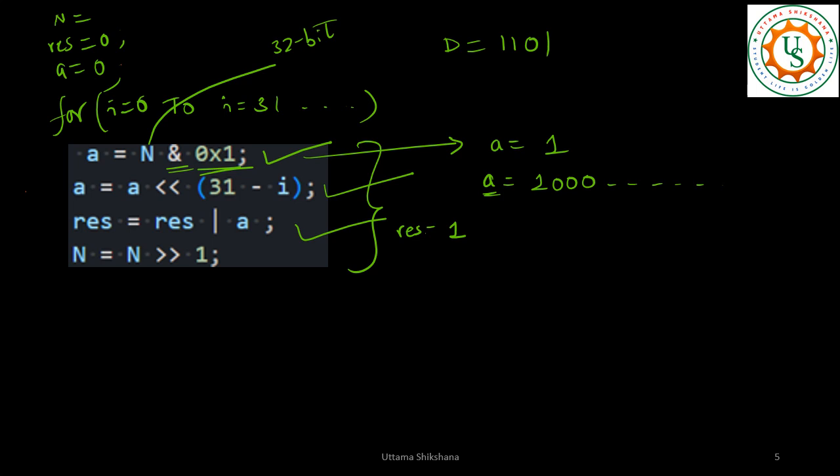So result, initially it was 0. It goes like this. Now what do you do? In the n, you have already consumed the last bit. So now you write shift so that you can pick up the next bit.